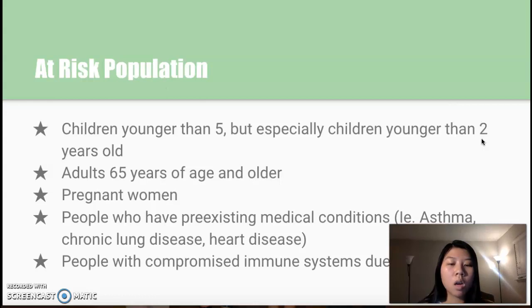those that are compromised due to medications would be, this is specific, people 19 years of age who are receiving long-term aspirin therapy, or people younger than 19 years of age that are receiving aspirin therapy.